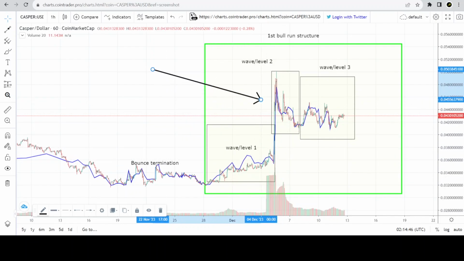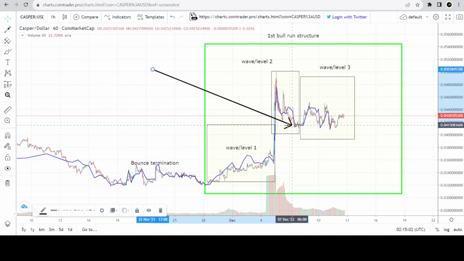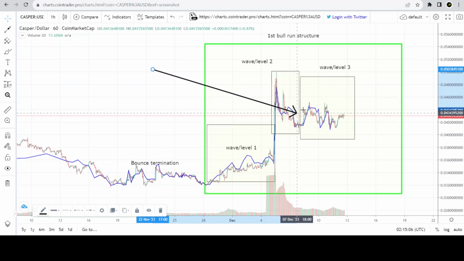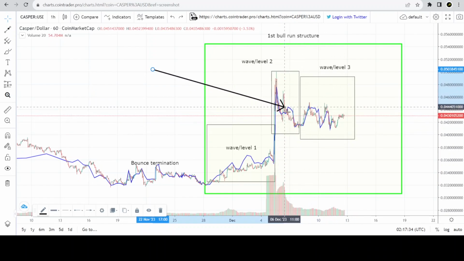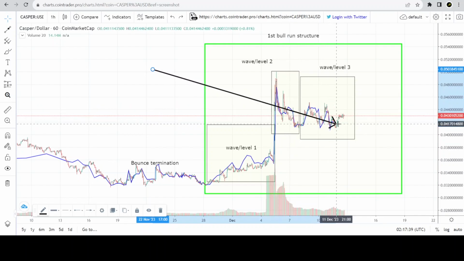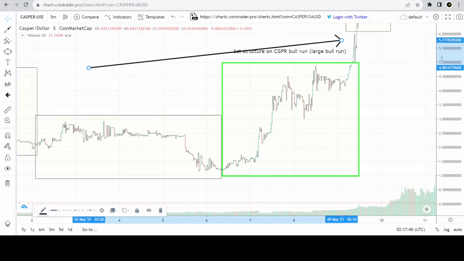Price moved up just like it did here. And then we have potentially the second level right here that is potentially already complete. And the third level. So we have potentially completed both these levels. If we have, price should move up and move into the next structure.